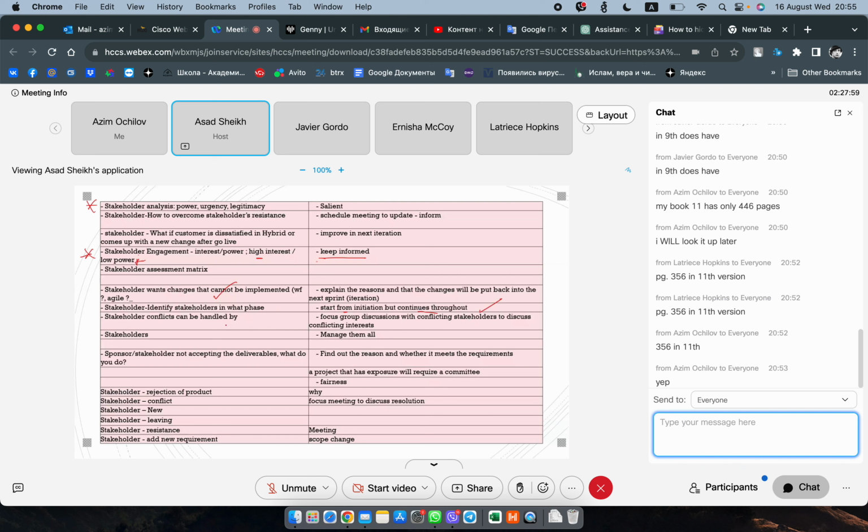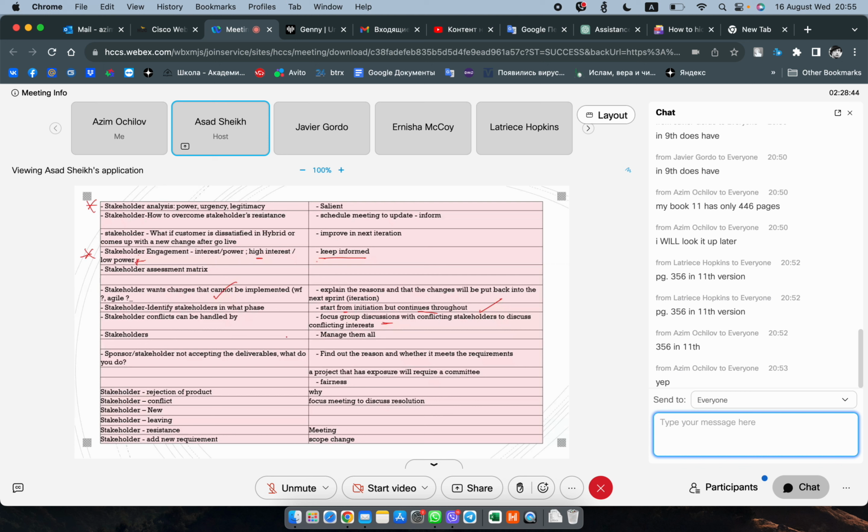Stakeholders' conflicts can be handled by what? Focus group discussions with conflicting stakeholders. Especially if you have multiple stakeholders having issues, then you've got to bring them together. If you have one stakeholder having an issue, then you go meet with that one stakeholder. If you have multiple stakeholders having issues, you are the one who is going to schedule that meeting and bring them in so they can discuss their conflicts and then come up with a consensus. That's the way to resolve issues like that when you have multiple stakeholder issues.